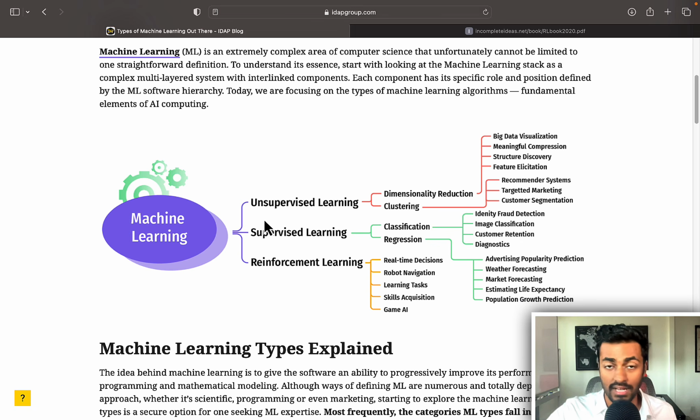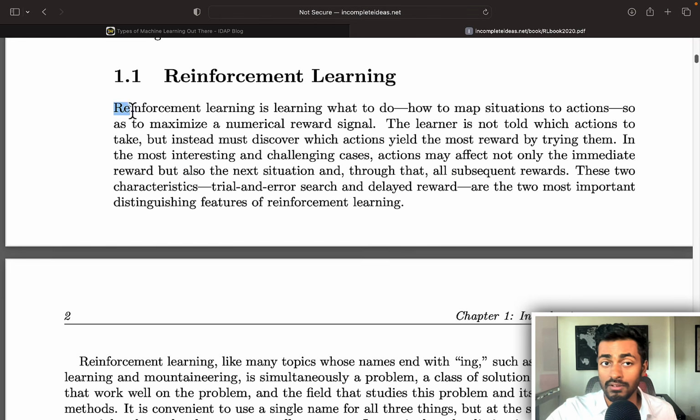The second is unsupervised learning, where we have data, but we don't have a label, and the primary objective is to understand patterns within the data. So this is used in clustering and dimensionality reduction, among others. And then the third pillar is reinforcement learning. From the textbook, reinforcement learning is learning what to do, that is how to map situations to actions, so as to maximize a numerical reward signal.